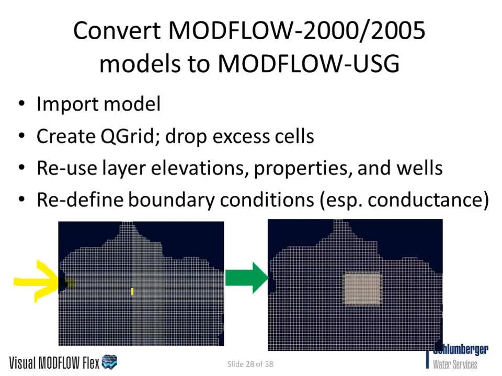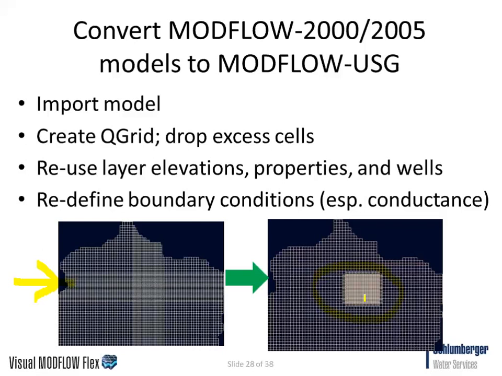So we're working on a way to load in those legacy models, create a new quad-based grid, for example, with just a nested grid in the middle, and drop off the excess cells. We can reuse the layer elevations, the hydraulic properties, wells. There may be a bit of manual work you need to do to redefine the boundary condition parameters such as the conductances, but hopefully the bulk of the work will be done during this conversion.